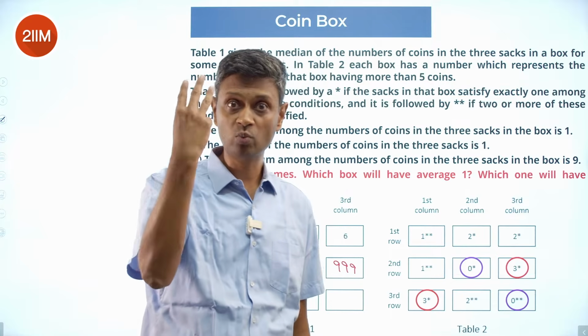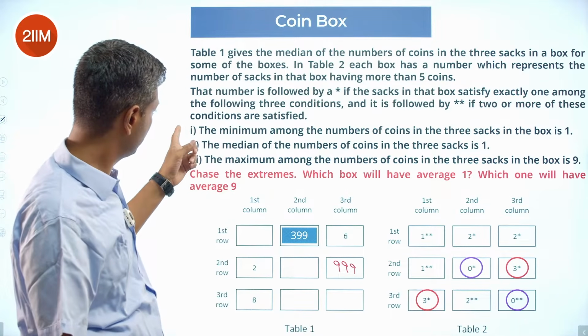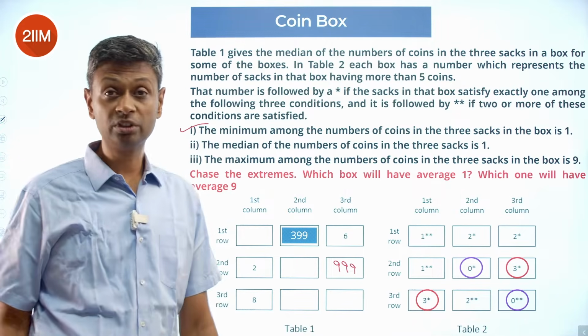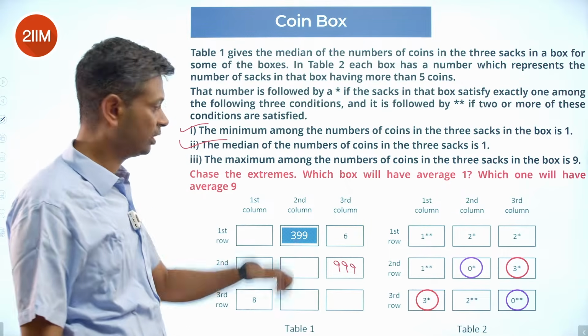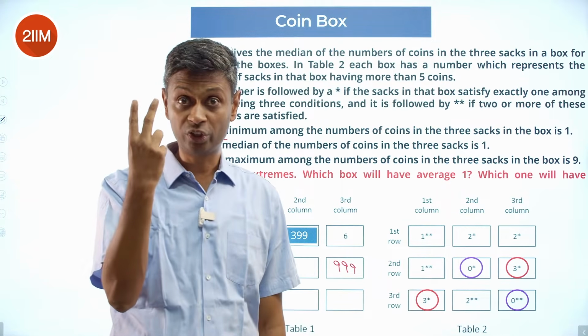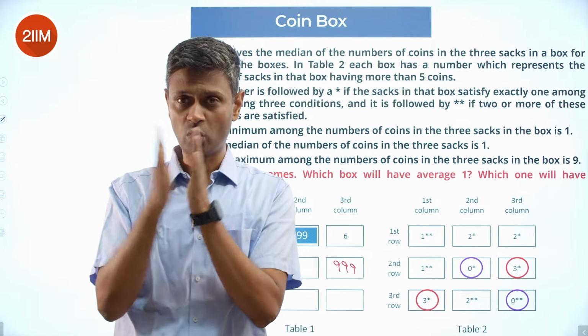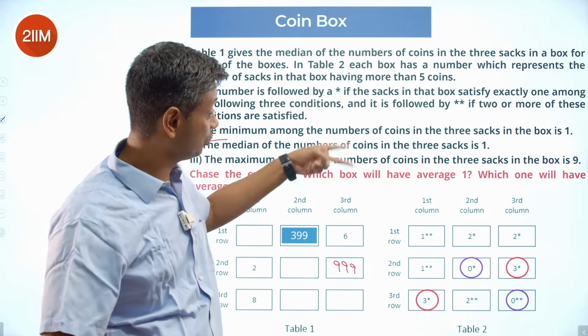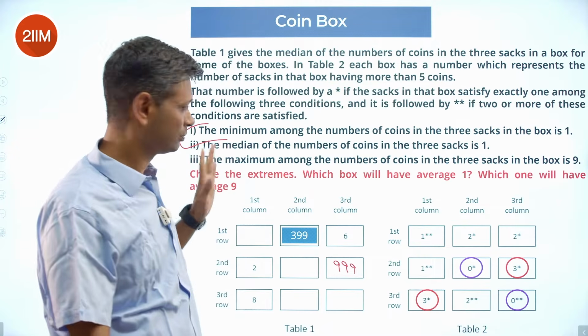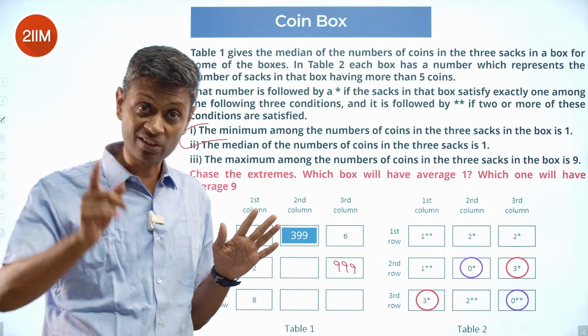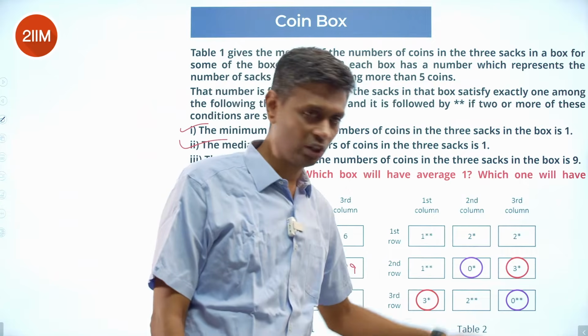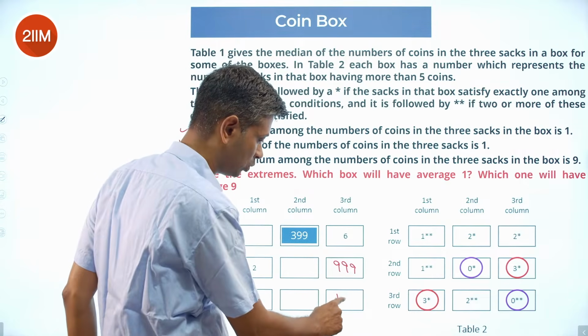If it were 111, this condition is satisfied. The median of the numbers in the stacks is also 1. This condition is also satisfied. 111 satisfies 2 conditions. So the box that has 111, 3 stacks containing 111 coin each, will satisfy 2 of these 3 conditions, not this one. That means it should be 0 star star, not 0 star, or this is 111.